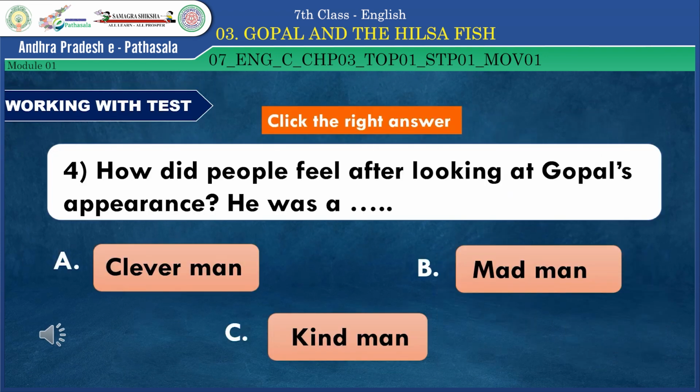Question number 4. How did the people feel after looking at Gopal's appearance? He was a option A, clever man, option B, madman, option C, kind man. Click the right answer. If you are wrong, try again. Good job. Go to the next question.